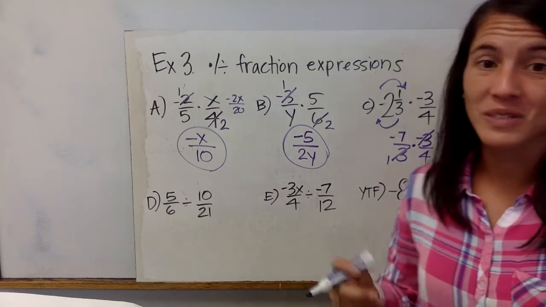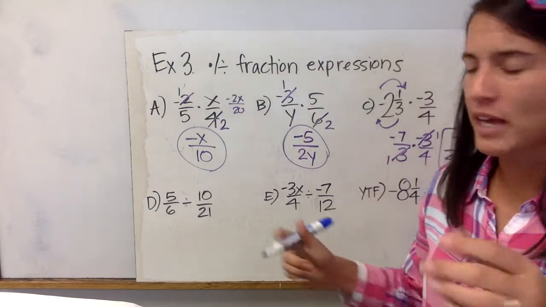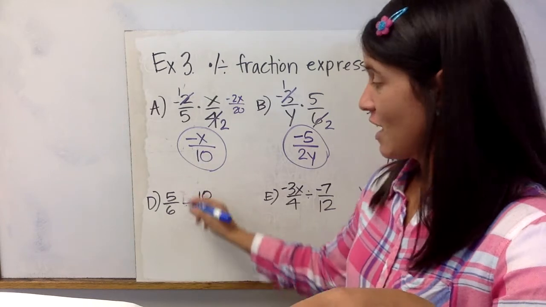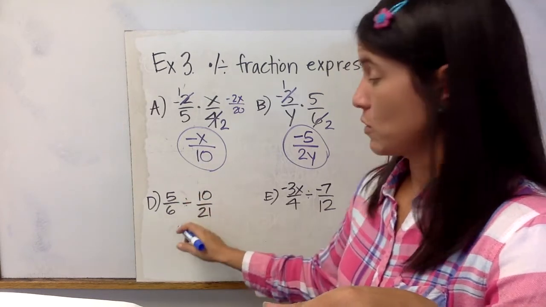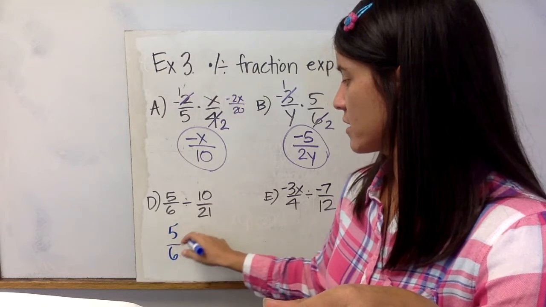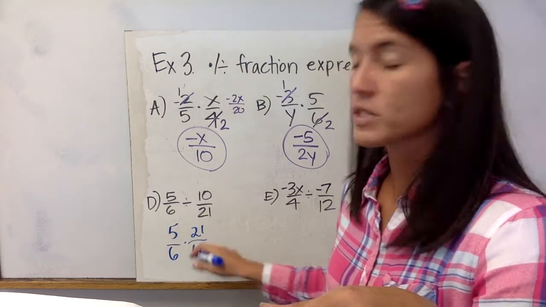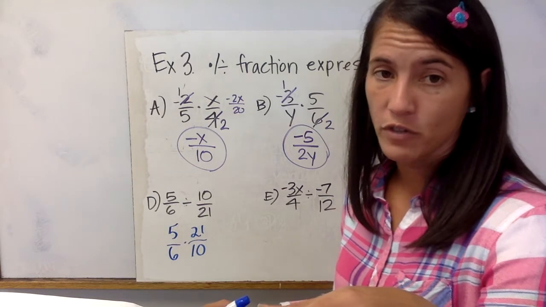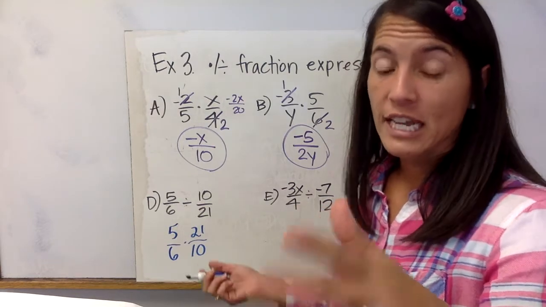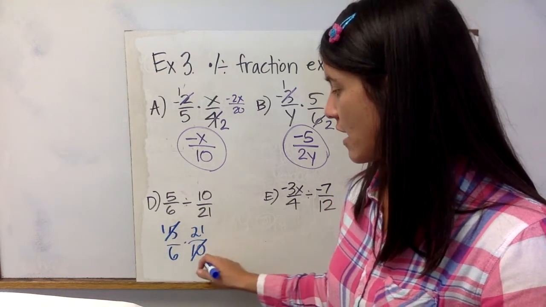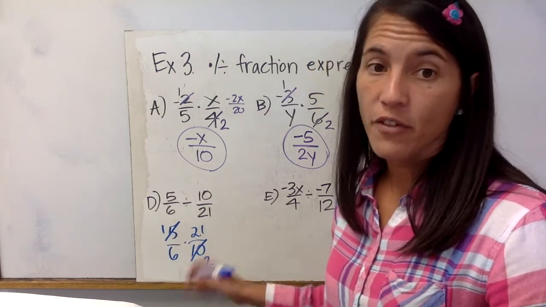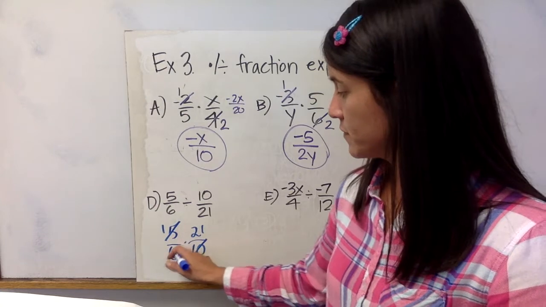All right, so example D, again, I don't have any variables, but we have a division problem. So I'm going to multiply by the reciprocal. So 5/6 times 21 over 10. If you can cross simplify, then please do that. So I'm going to divide it by 5. And then the other way, I'm going to divide by 3.